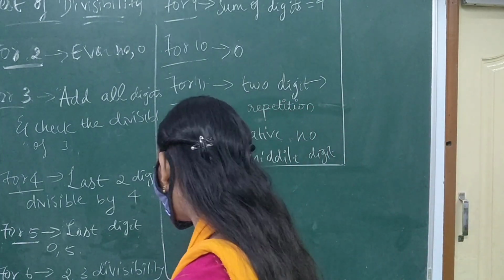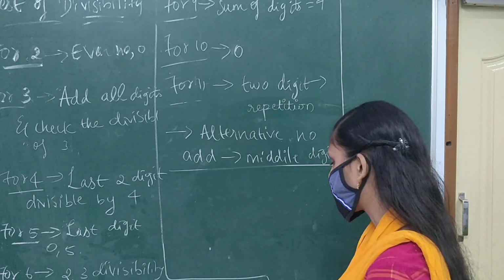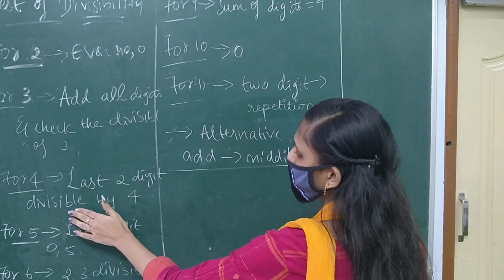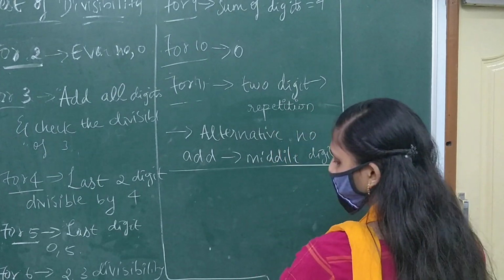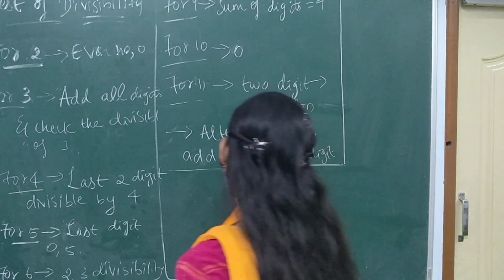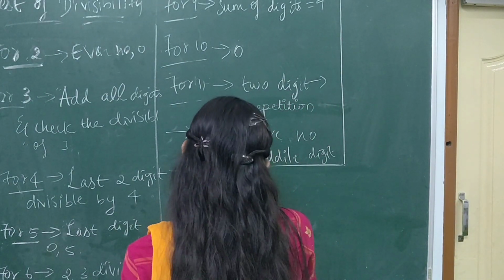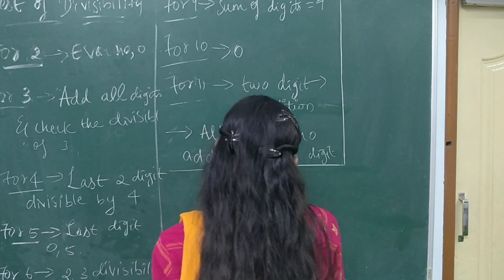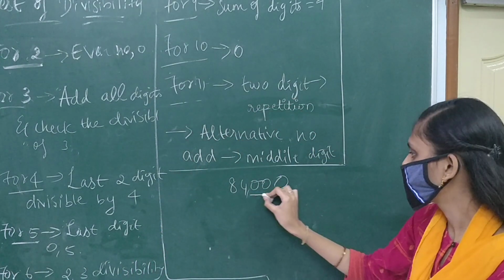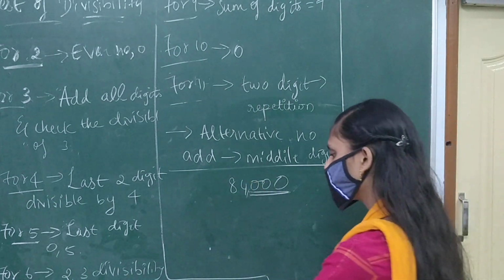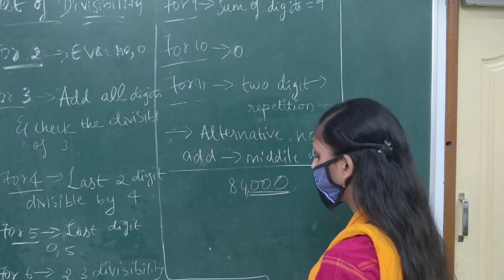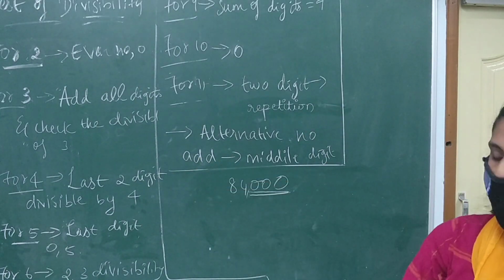And for 8, the last 3 digits should be 0 or divisible by 8. For 4, we saw that the last 2 digits should be 0 or divisible by 4. But for 8, we have to look at the last 3 digits. Let us take 84,000. The last 3 digits are 0, so this number is divisible by 8. Otherwise the last 3 digits should be divisible by 8, the same as the test for 4.